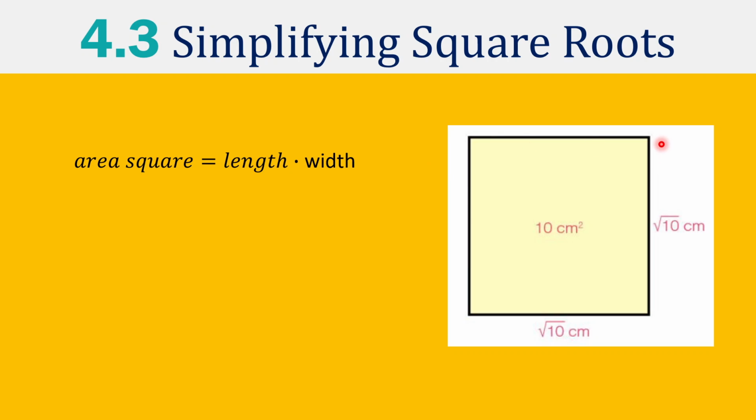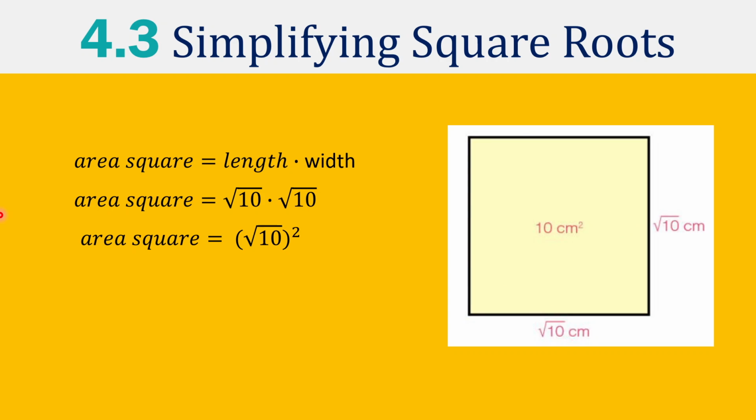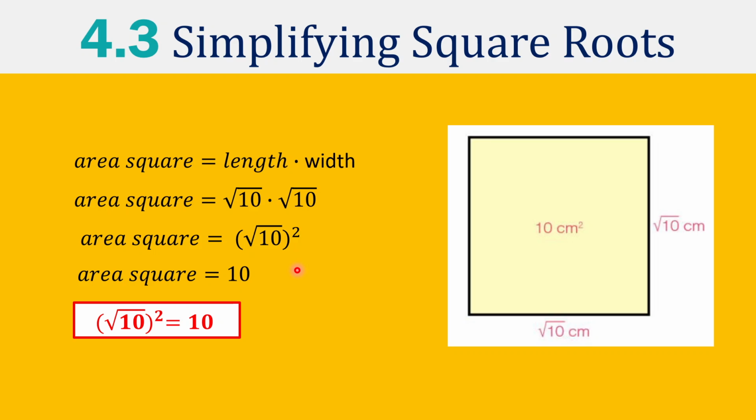I'm giving a square with the area already given and also the sides already given, square root 10 and square root 10. We know the area of a square is length times width, right? So here the area of the square must be square root 10 times square root 10. And that is the same as saying, well, the area is square root 10 squared, because a square is doing something times itself. And we know that the result of that must be 10.